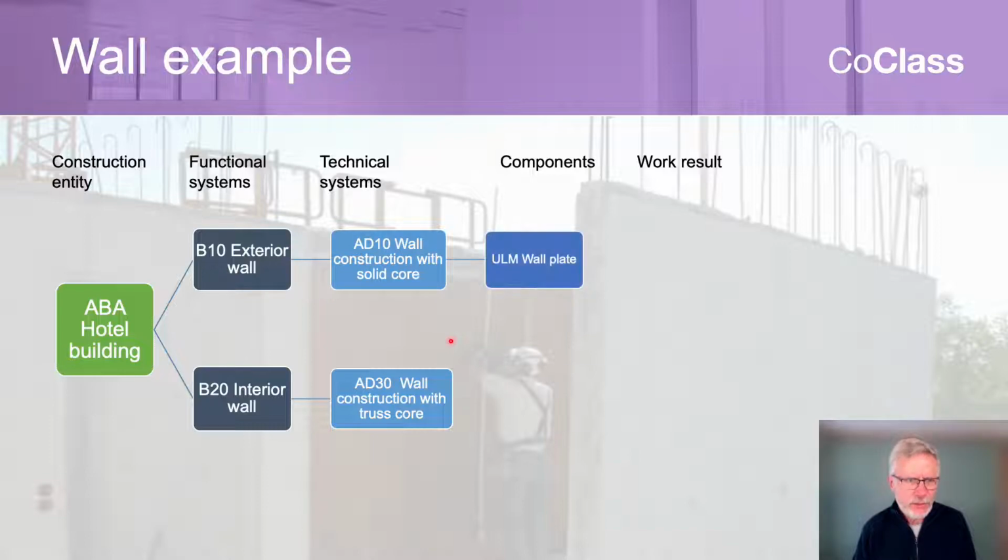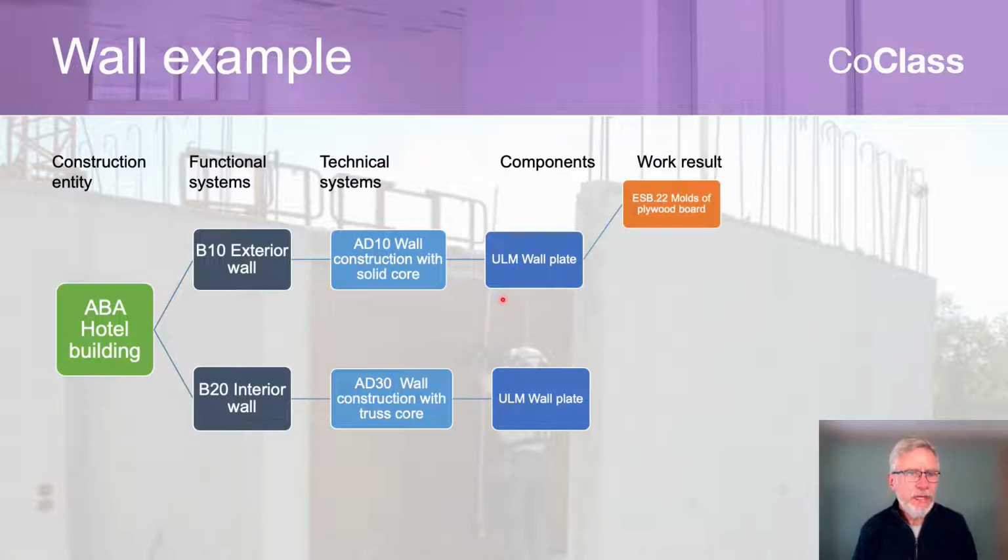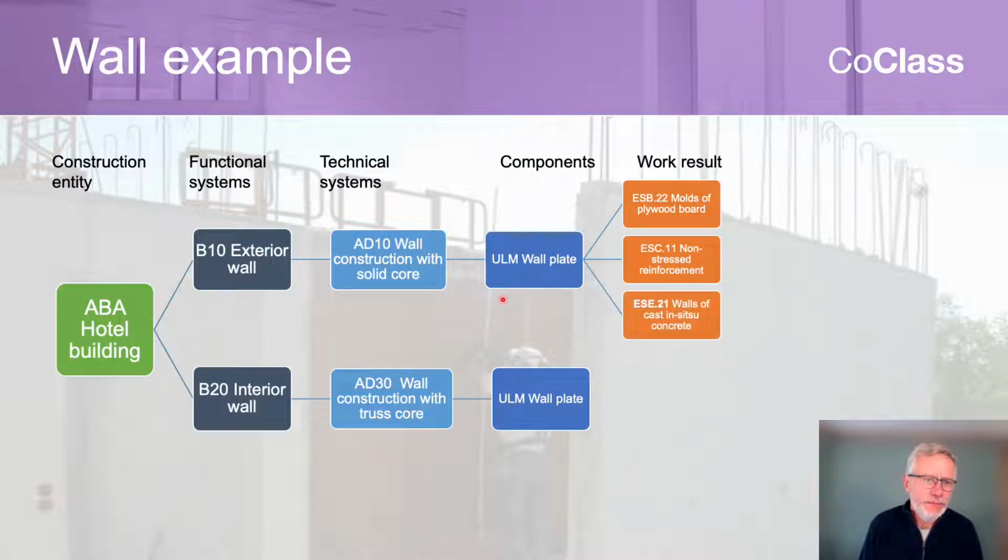In both cases, obviously, you need components, and both these types of walls need a wall plate, the rigid shape in the middle, making the wall strong, so to speak. So they both need wall plates. But they are made up of different work results. So in ARMA you can go and see ESB22, how to build the mold, how to make the reinforcement, and how to manage the concrete being used.